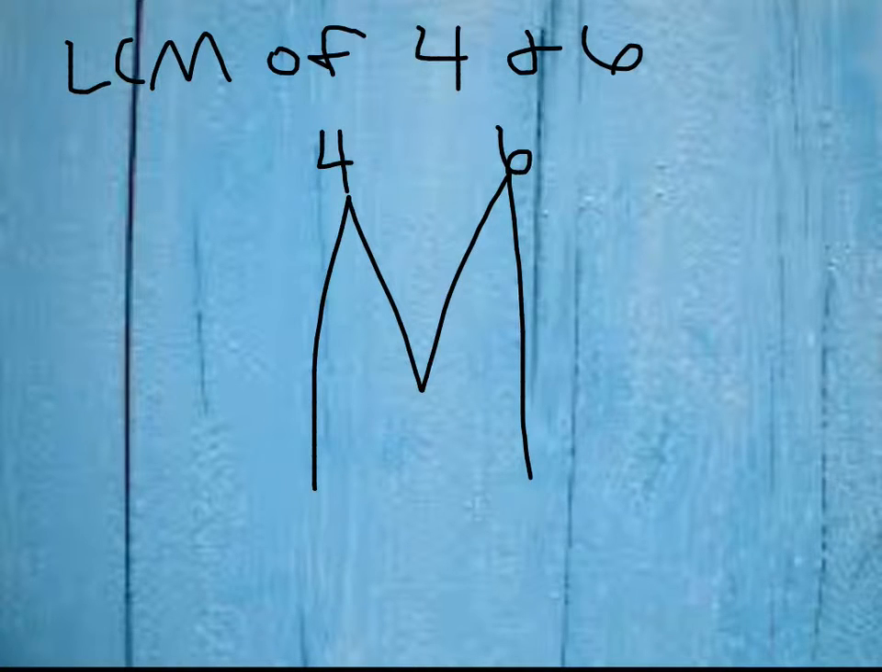To find LCM, we're always going to, for now, draw an M, just like so, until you're used to the process and can do it a different, faster way. So if I wanted to know the LCM of 4 and 6, I'm going to put 4 here and 6 here at the top. Now you're going to list the multiples going down the sides of the M.